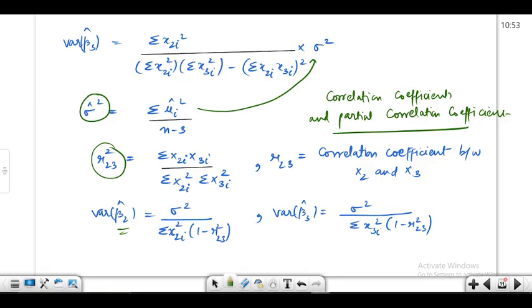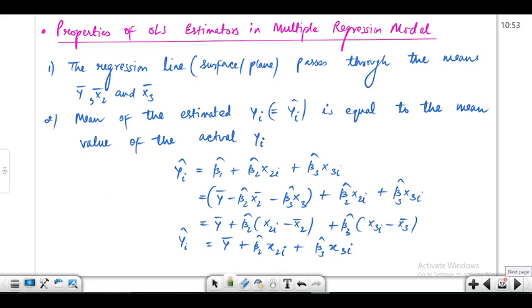Hello everyone, welcome back. In this video, we'll be discussing the properties of OLS estimators in multiple regression models. In the previous video, we saw how we calculate the values of the estimators using the OLS method. Since my multiple regression function is also linear in parameters, I use the OLS method to estimate the value of the parameters of the estimators. Now, properties of OLS estimators in multiple regression models.